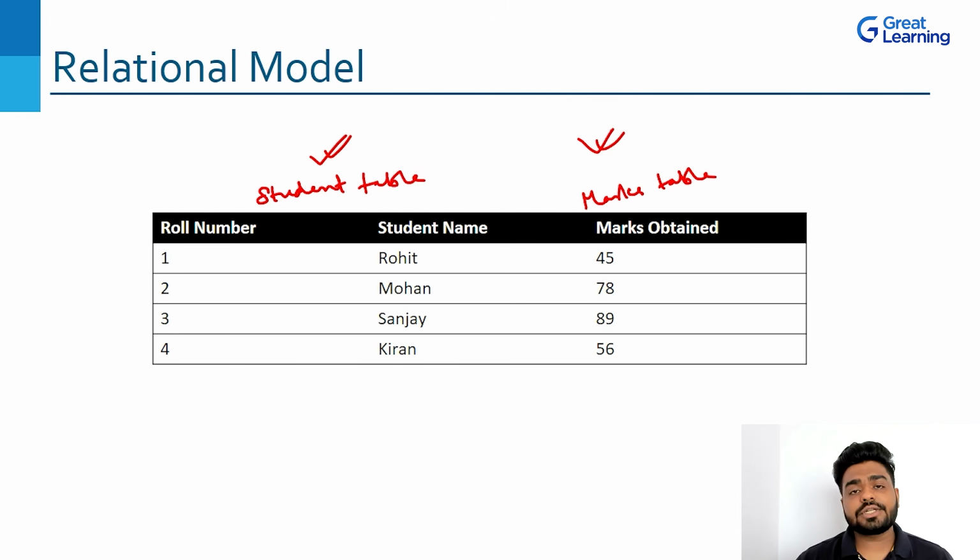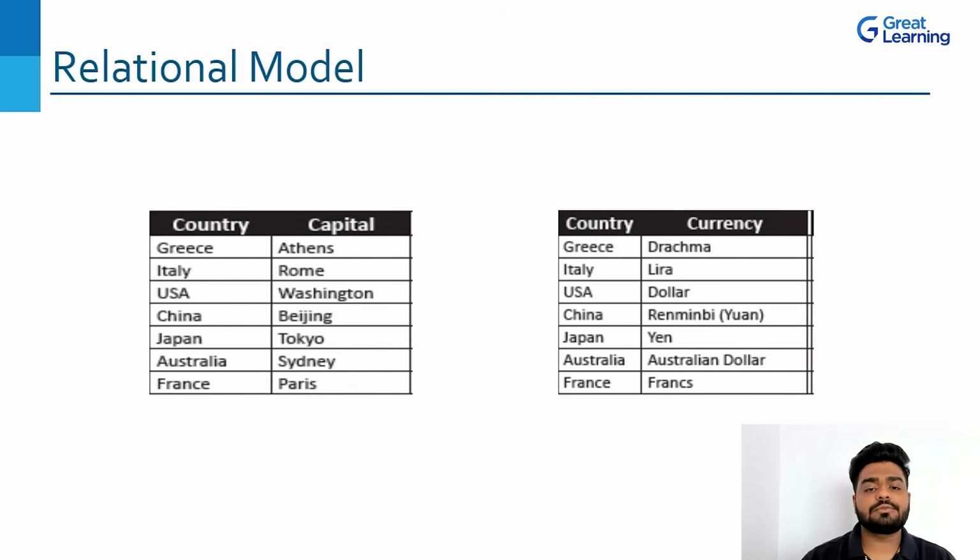The relation between the two tables is the common column. So when you have the common column, you are actually establishing a relation between the two tables. Let's take another example. So we have two tables again here.